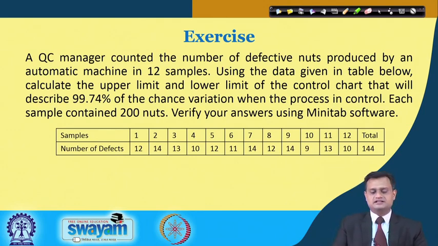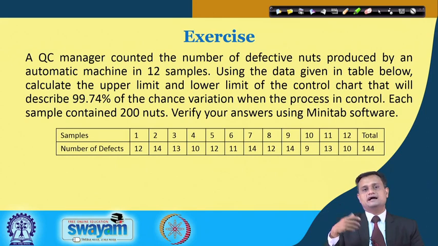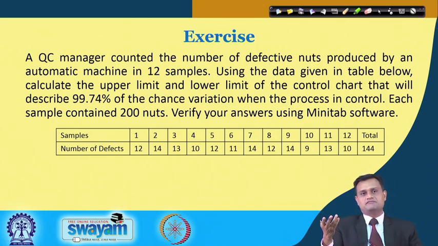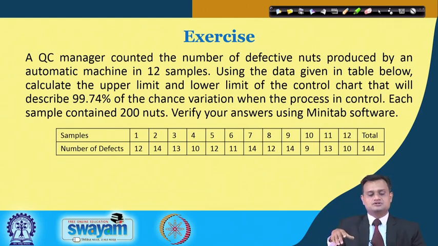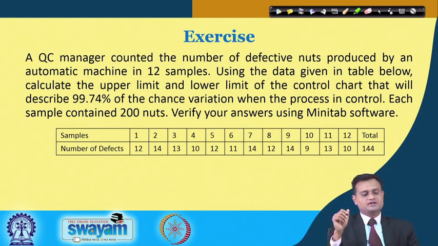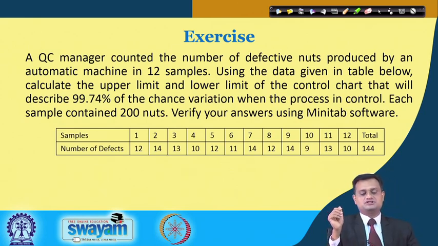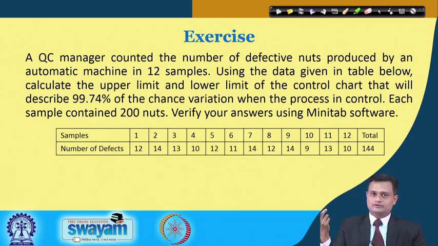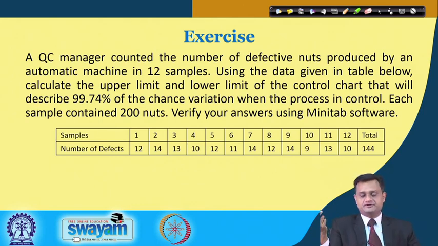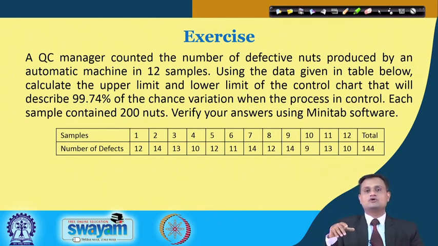A QC manager counted the number of defective nuts produced by an automatic machine in 12 samples. So there are 12 samples, and he is counting the number of defective nuts in each particular sample. He wants the upper control limit and lower control limit of the control chart that will describe 99.74% of the chance variation when the process is in control. So more or less you are referring to the 3 sigma limit. Each sample contains 200 nuts, so your sample size is constant, it is 200. Verify your answer using Minitab software.